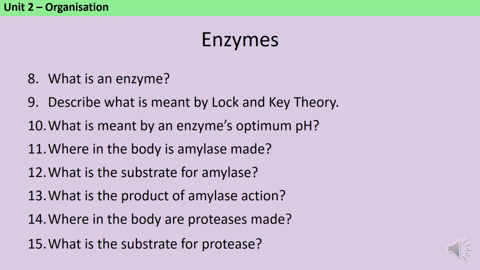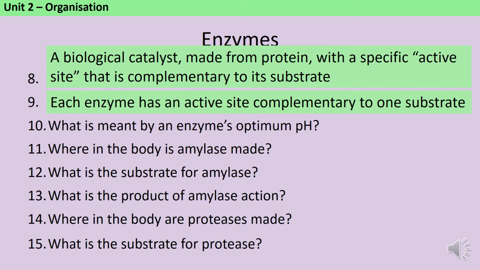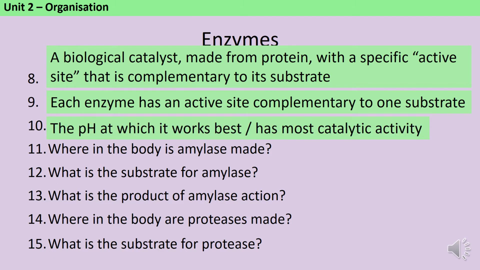It's made from protein and it has a specific active site that is complementary to its substrate. This means that the active site has the exact same shape as the substrate, and so they fit perfectly together. This is also known as lock and key theory. The optimum pH is the pH at which an enzyme works best or has the highest catalytic activity.